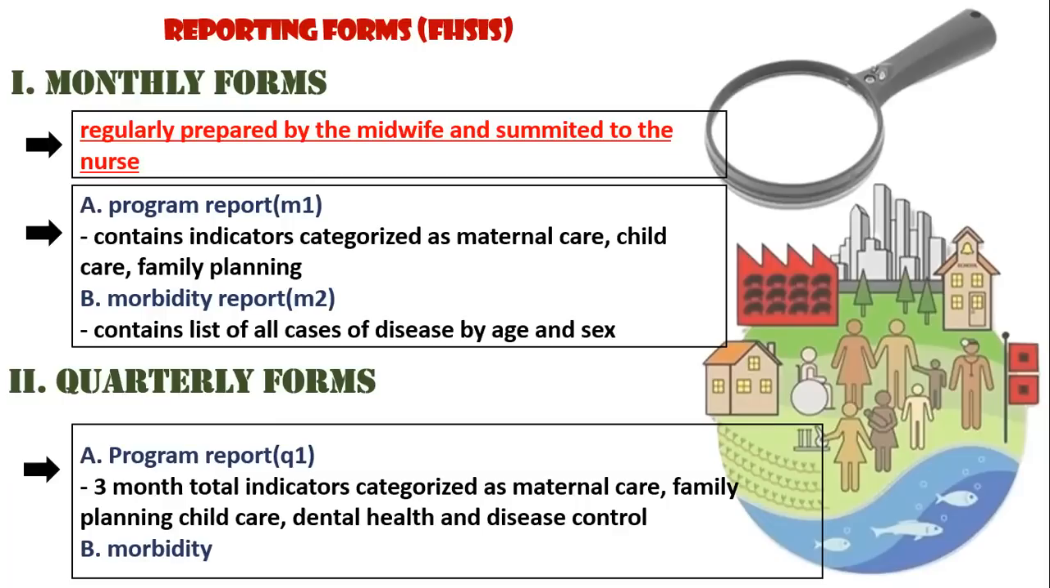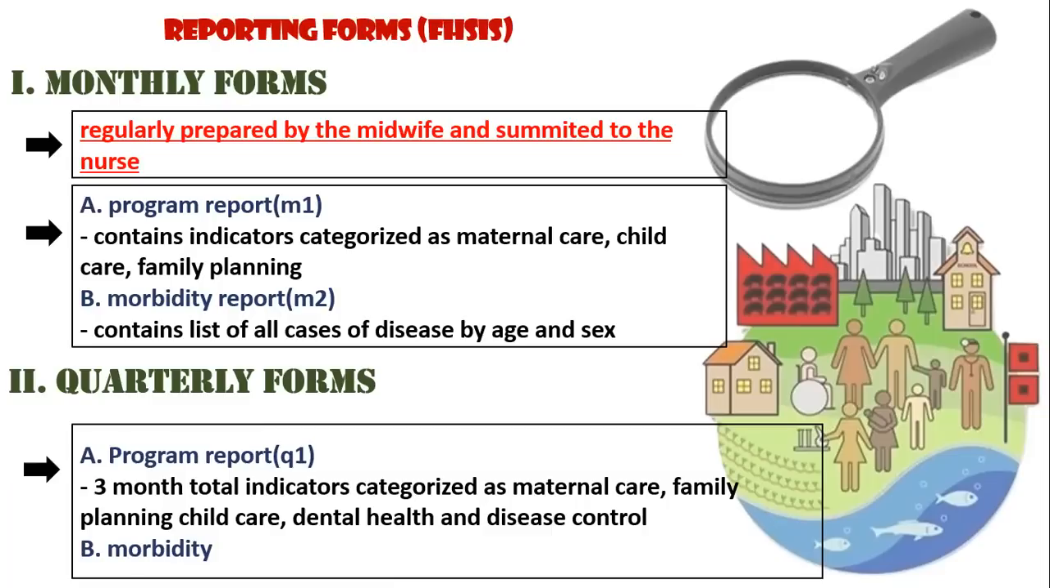And then, pag monthly form naman, it is regularly prepared by the midwife and submitted to the nurses. So, meron tayong M1 that contains indicators categorized as maternal care, child care, and family planning. And we have also the morbidity report. So, pag M form natin or the monthly forms, the same indicators found in the target client list. So parehas lang siya pero nakakategorize lang siya, di ba? So in M1, the midwife should copy the data from the summary table to the monthly form which she regularly submits monthly to the public health nurse.